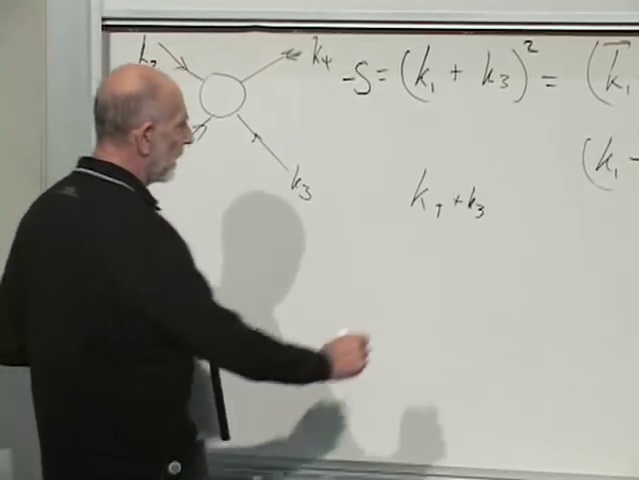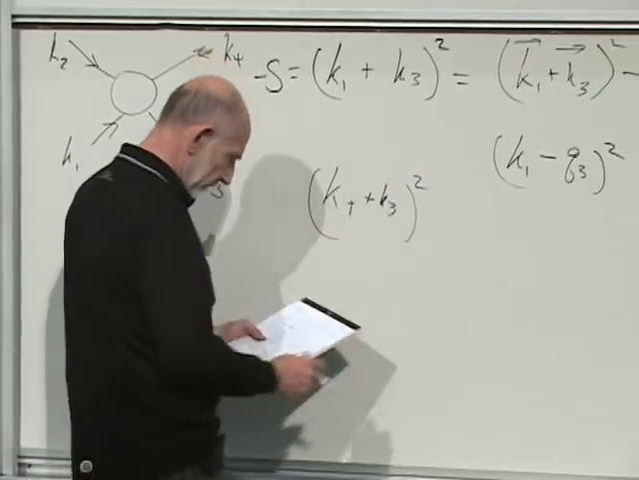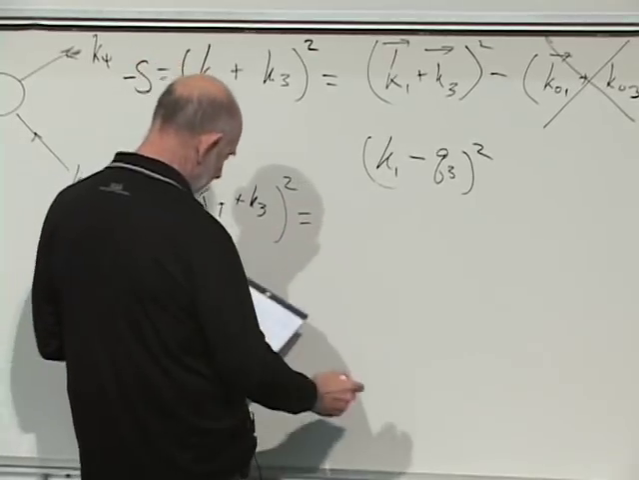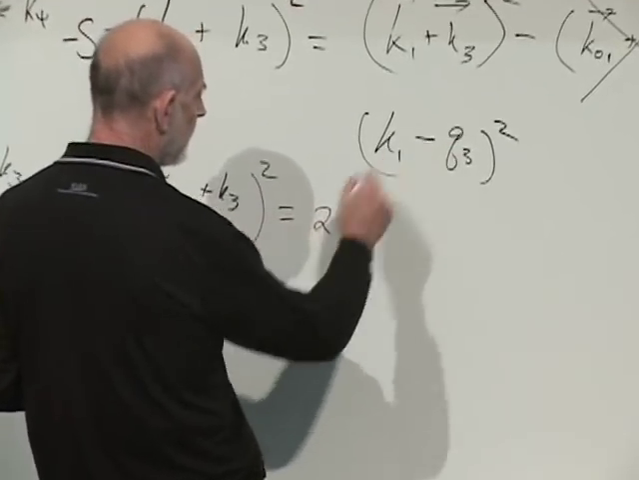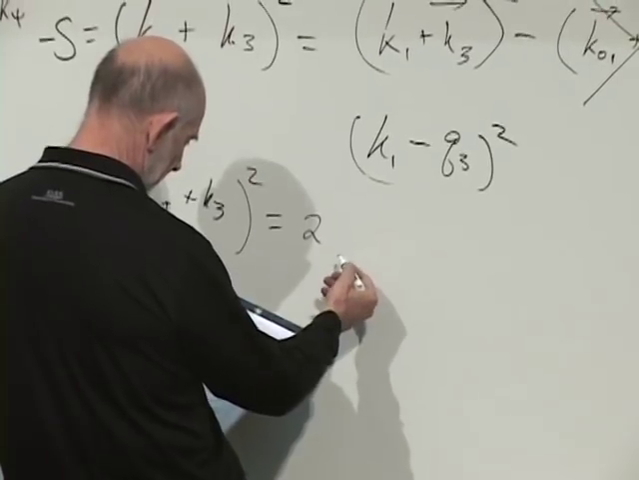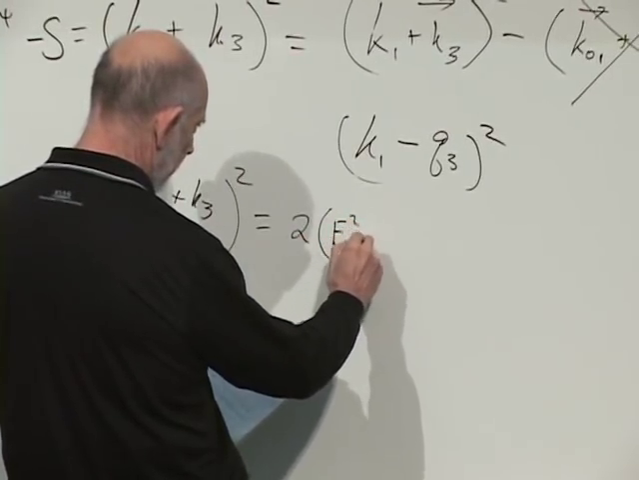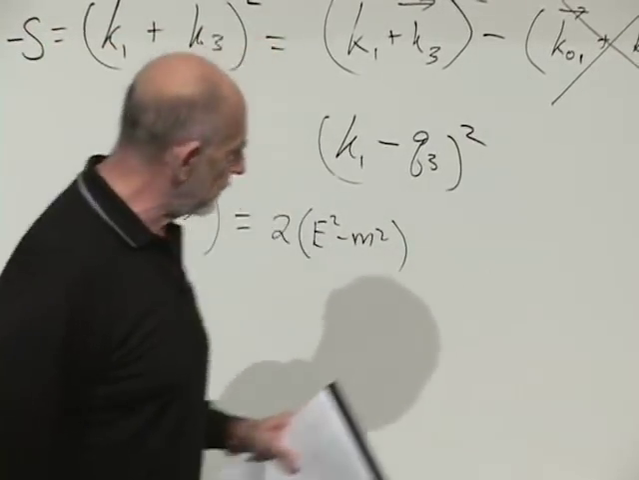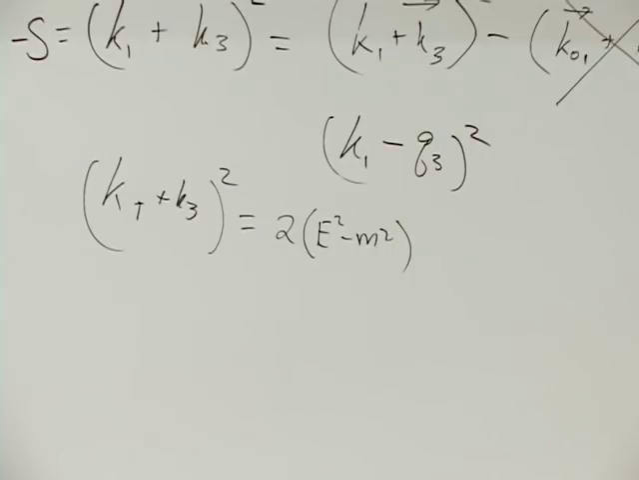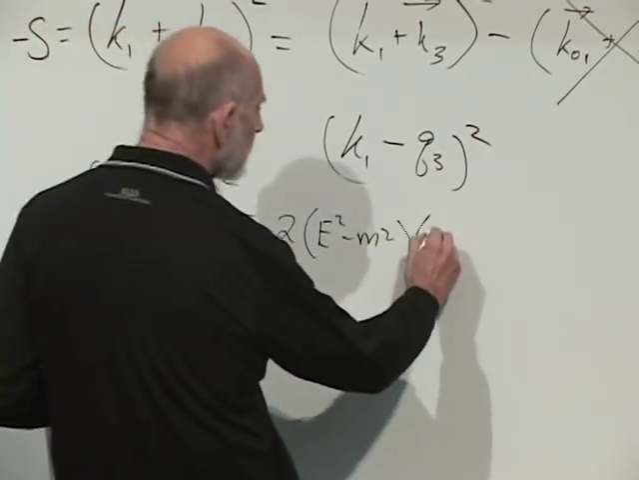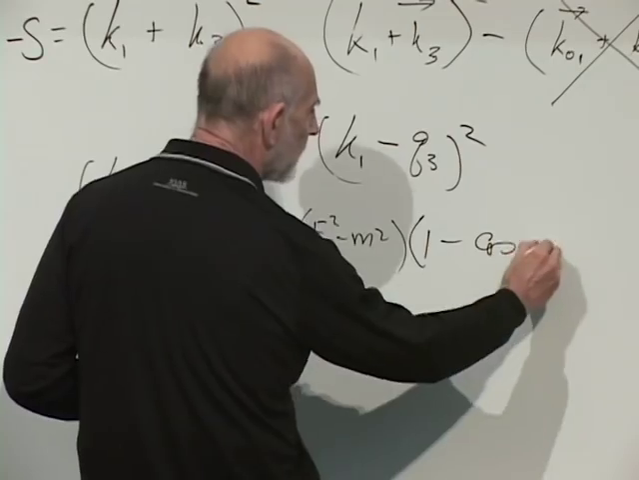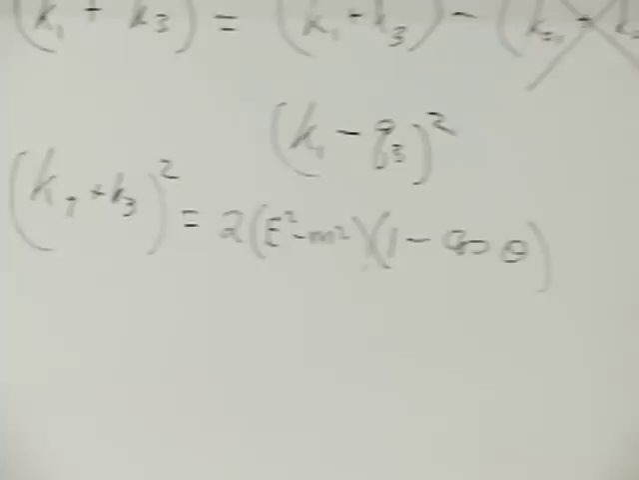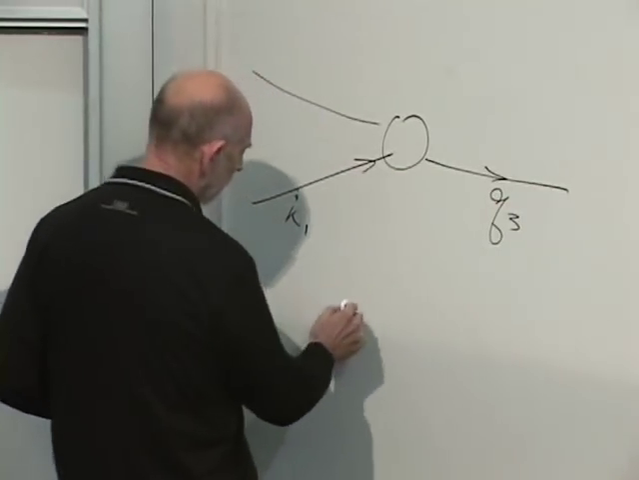K1 plus K3 squared is just twice the energy squared minus the mass squared. All right, we already worked out what the energy is. The energy is the S variable. It's twice E squared minus M squared in the center of mass frame times 1 minus the cosine of the angle of scattering. This is the interesting thing here. The angle of scattering is the angle between 1 and 3.